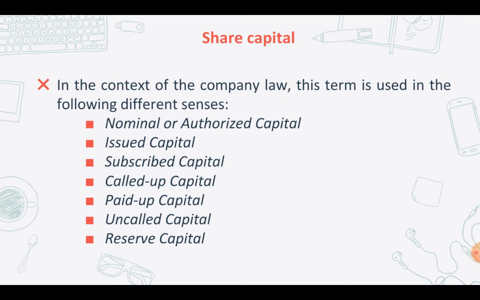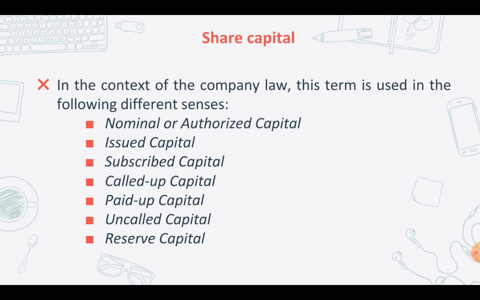And then you have called up capital. Called up capital is how much of the shares have been called up for. It is part of the subscribed capital, wherein money has been called up by the directors in order for the business to carry on. It is how much money has been called for to be paid on the shares that have been subscribed. And then you have paid up capital. Out of the called up capital, how much have these people paid?